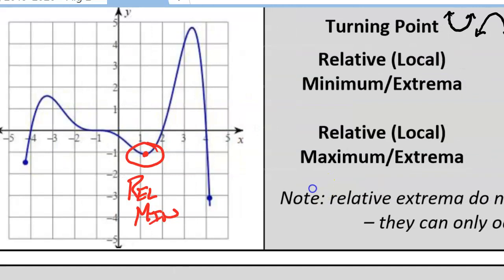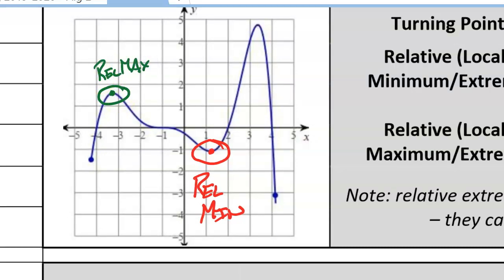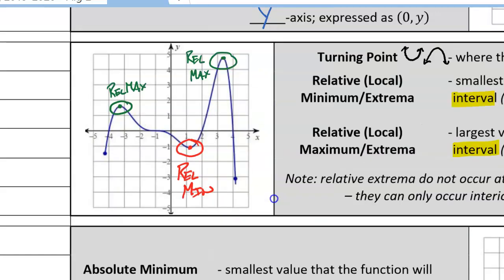All right, well, let's take a look. What's a relative or local max going to be? Well, here, this point right there is a relative max. It is the highest point in the region. And over here, we also have what we could call a relative max. They are the highest points in a region as we're going through.